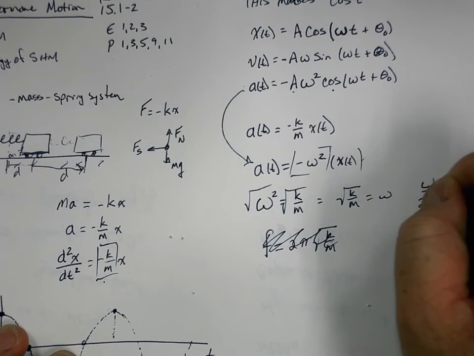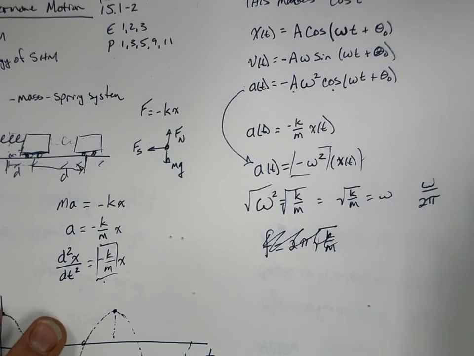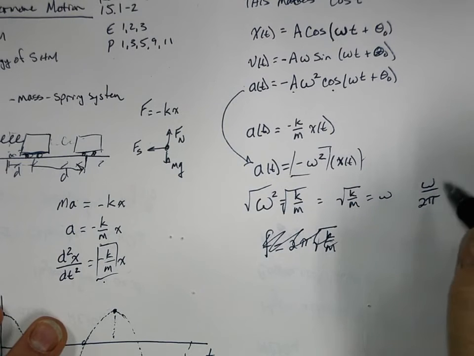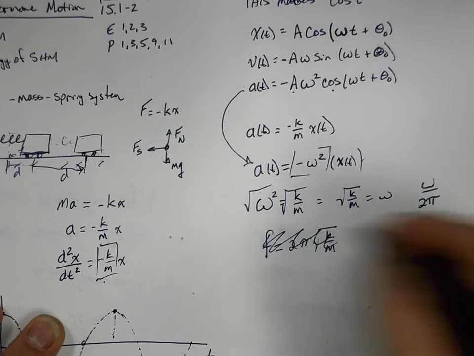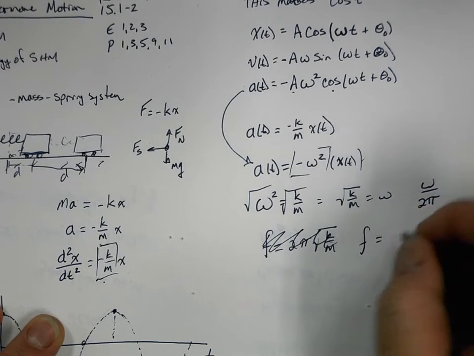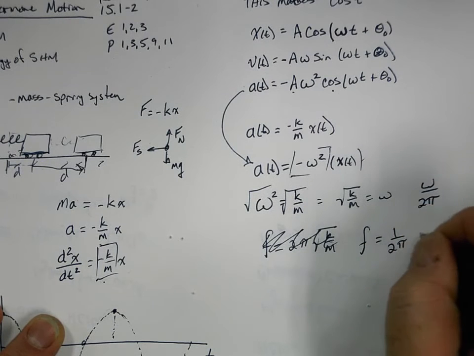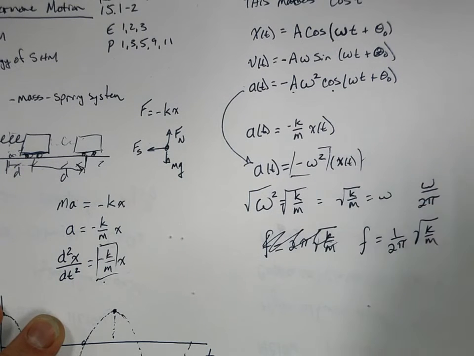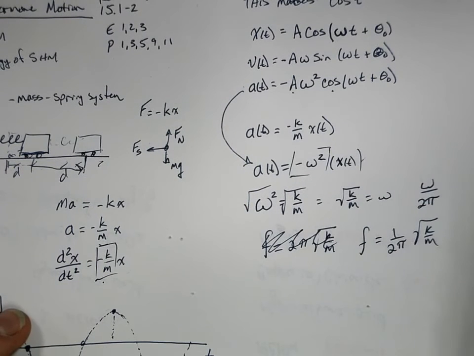Omega over 2 pi, it's over 2 pi. Okay, so if we divide our number of radians by 2 pi, that's going to give us how many cycles we have. Revolutions, right? Cycles, revolutions, same thing.